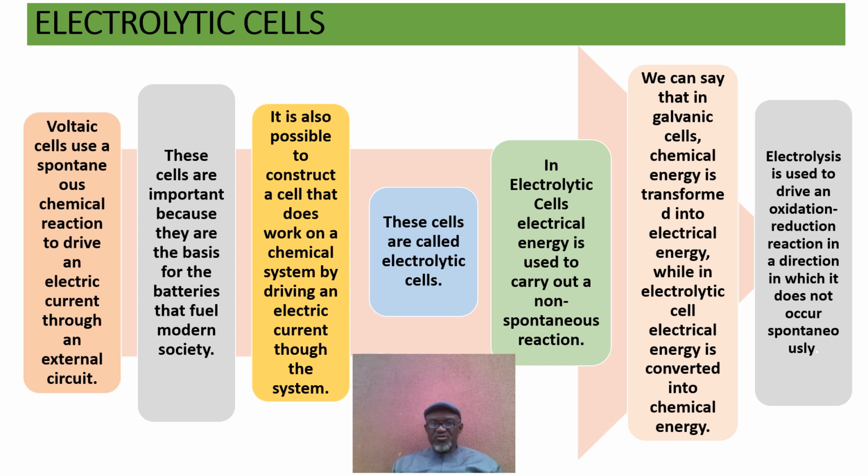So we can say a chemical energy is transformed into electrical energy in electrochemical cells, while in electrolytic cells, electrical energy is converted to chemical energy. Which means electrolysis is used to drive an oxidation-reduction reaction in a different direction, in which it does not spontaneously take place.